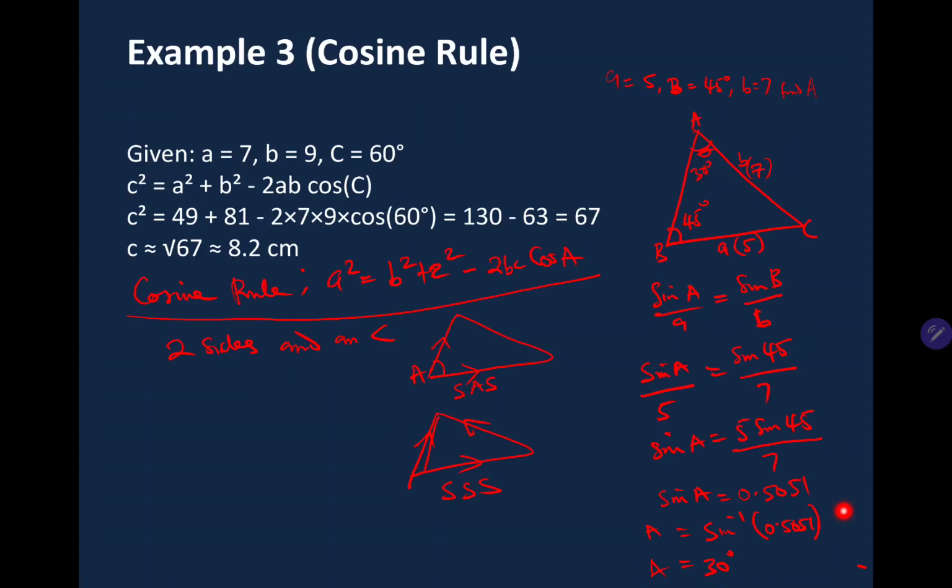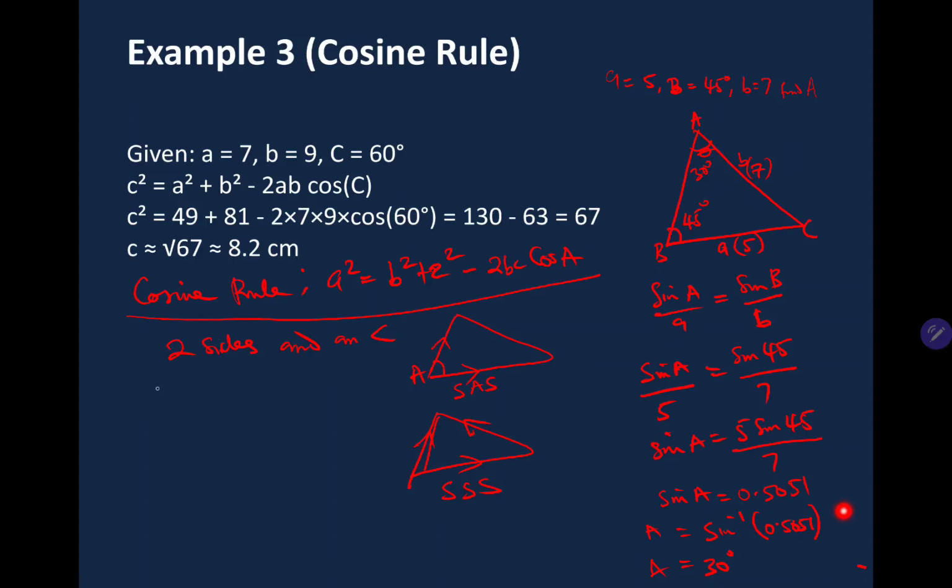So before we solve an example on this cosine rule, I'm just going to say that if you are looking for the angle, all you need to do is to change the formula to relate to cos A, or the angle you're looking for.